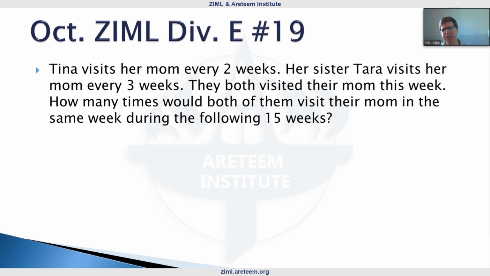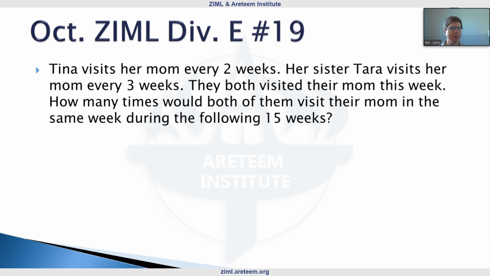So first question, this is from old ZIML Division E, so pretty straightforward if you're a little bit older as well. Tina visits her mom every 2 weeks. Her sister Tara visits her mom every 3 weeks. They both visited their mom this week, right? So Tina and Tara just saw their mom this week. How many times would both of them visit their mom in the same week during the following 15 weeks?